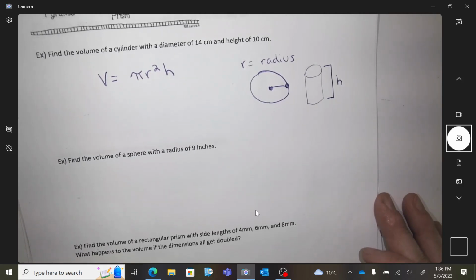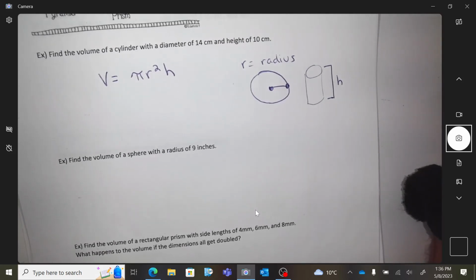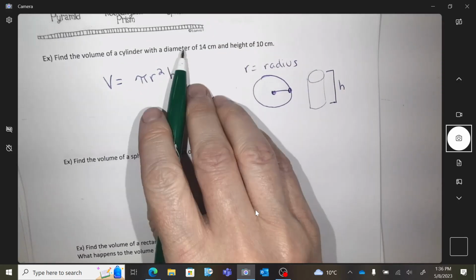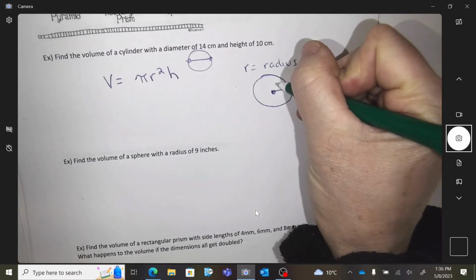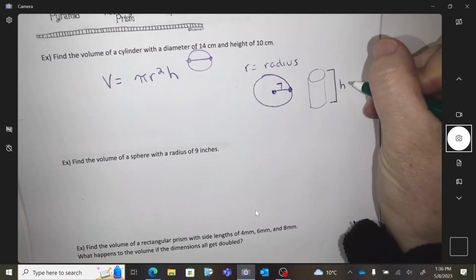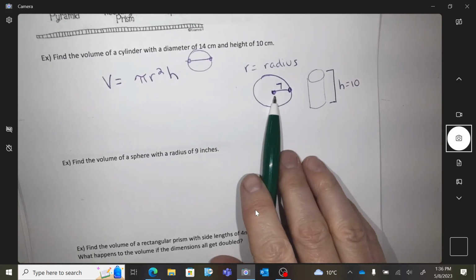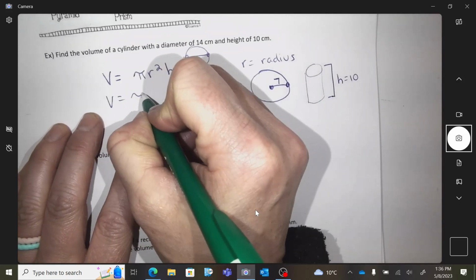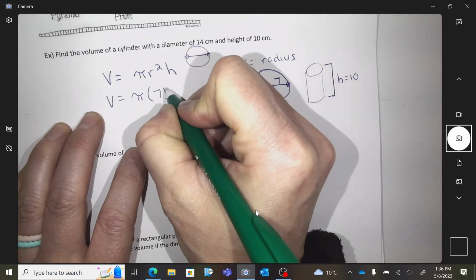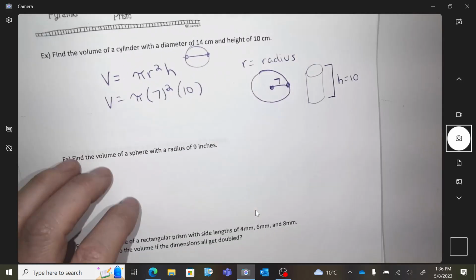Okay, I have a problem here. It doesn't give me the radius in the question. That's a problem. I need the radius for the formula. So what do you know? Anybody know something with the words here? Half the diameter. So the diameter is 14. So that means this is 7. So half of it, so 7. Okay, so we fill in volume equals pi 7 squared times 10.